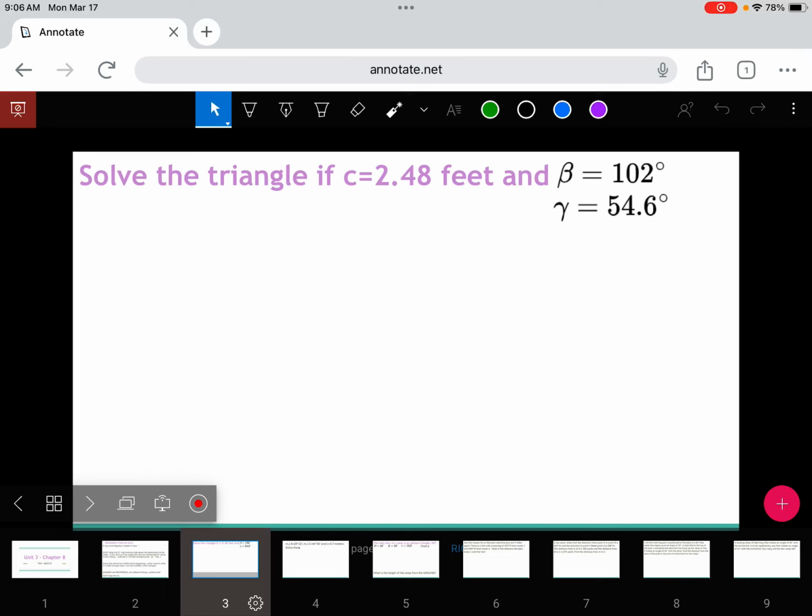Go back into our triangle stuff. We are going to solve the triangle. We're given a little bit of information.